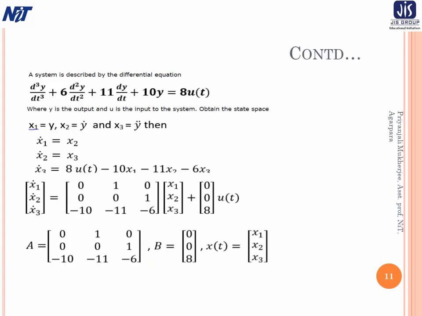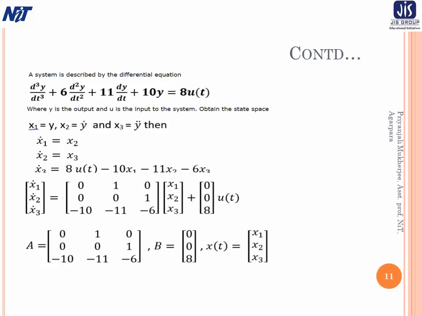Let's put in the values of the coefficients. So here it is, values are given as 6, 11 and 10, the coefficients of d square y by dt square, dy/dt and y, and the input is 8 u(t). So y is the output over here and u is the input to this system, and we have to obtain the state space of the given system. So first we will assign the state variables. First we will consider x1 is equal to y.